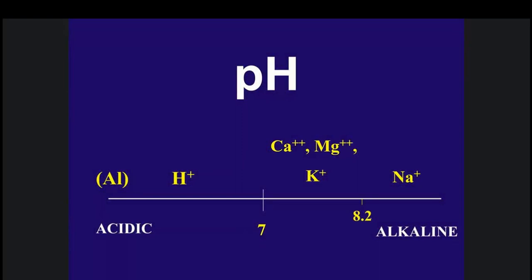If I have a soil with a low pH, like a 3, 4, 5, that means that I have a lot of hydrogen on the cation exchange sites. By default, if I have a hydrogen on a cation exchange site, I don't have a calcium. I don't have a magnesium. I don't have a potassium. I've got a hydrogen there. So that tells us a lot about the nutritional status of that soil.